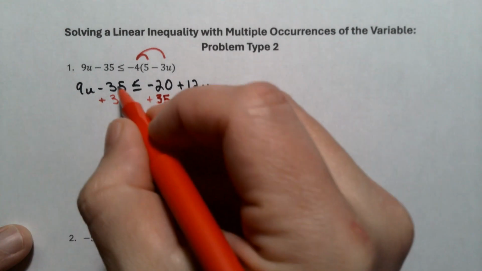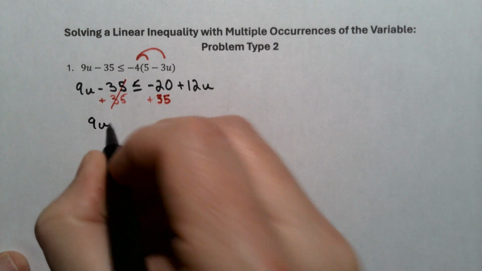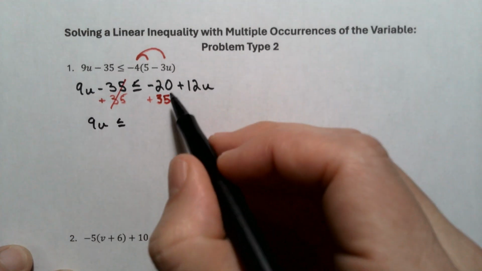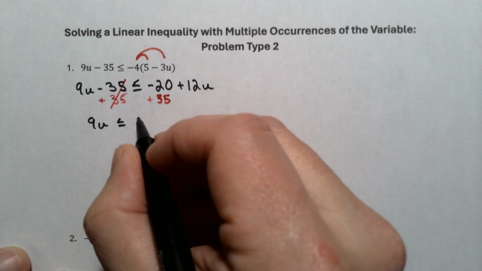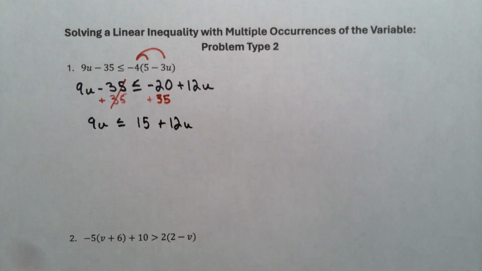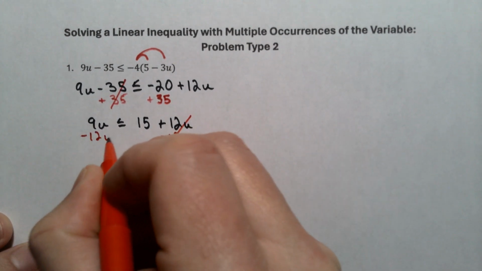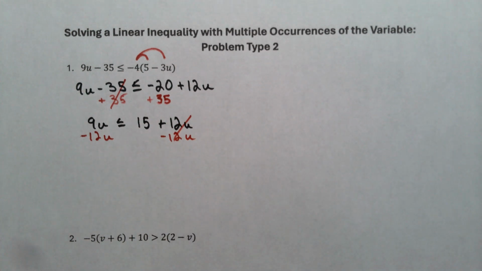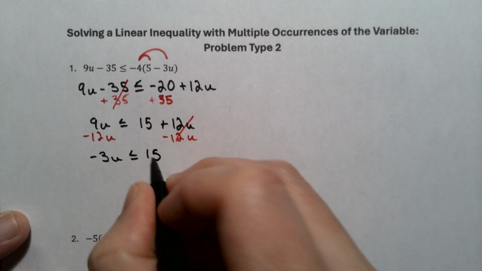So this cancels over here, and that leaves me with 9u is less than or equal to negative 20 plus 35 is 15, and then plus 12u. Next, I'm going to take that 12u and subtract it from both sides so that it cancels out over here. And 9u minus 12u is going to be a negative 3u. So we get negative 3u is less than or equal to 15.